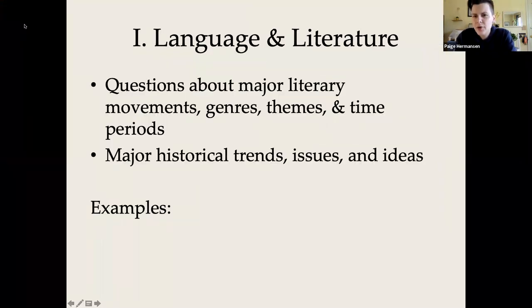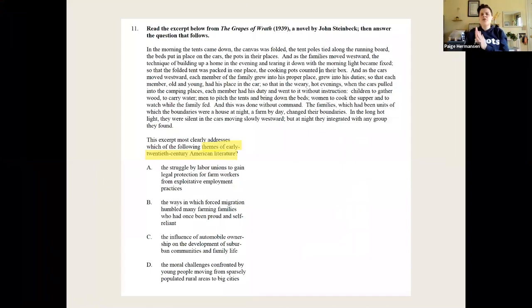Here are some examples of language and literature questions. I know the font might be a little bit small here, but bear with me. This question asks, and I'm not going to read this whole passage, read the excerpt below from The Grapes of Wrath, a 1939 novel by John Steinbeck, then answer the question that follows. So we have the passage, and then this is the question stem, the actual question that you're being asked to answer. This excerpt most clearly addresses which of the following themes of early 20th century American literature?